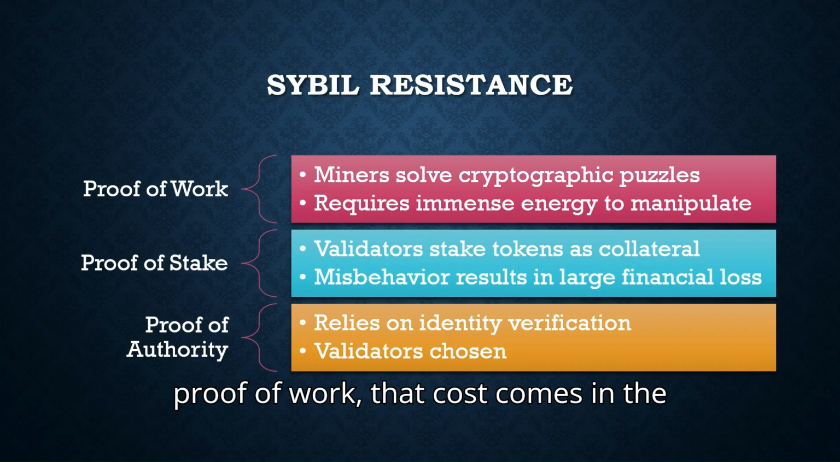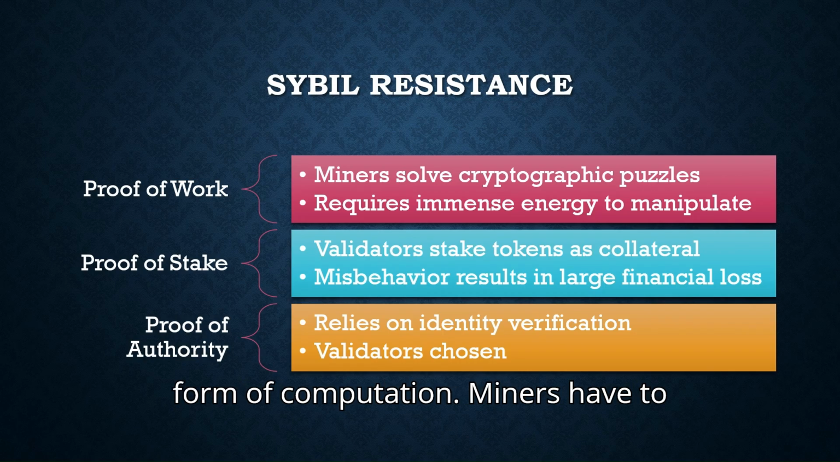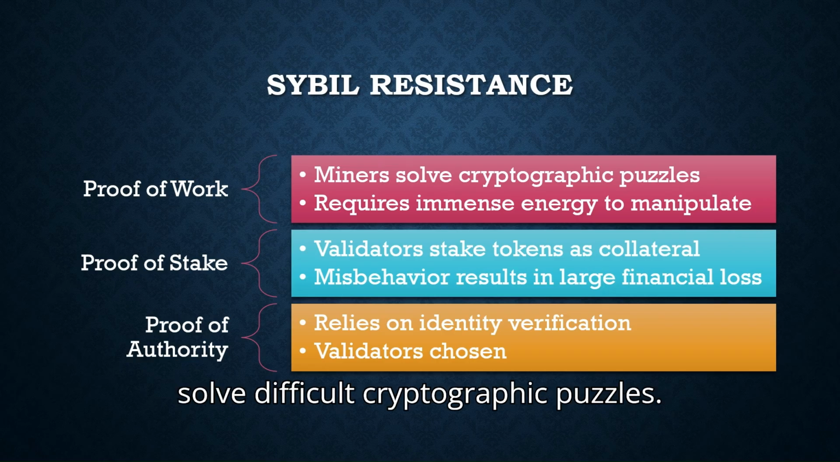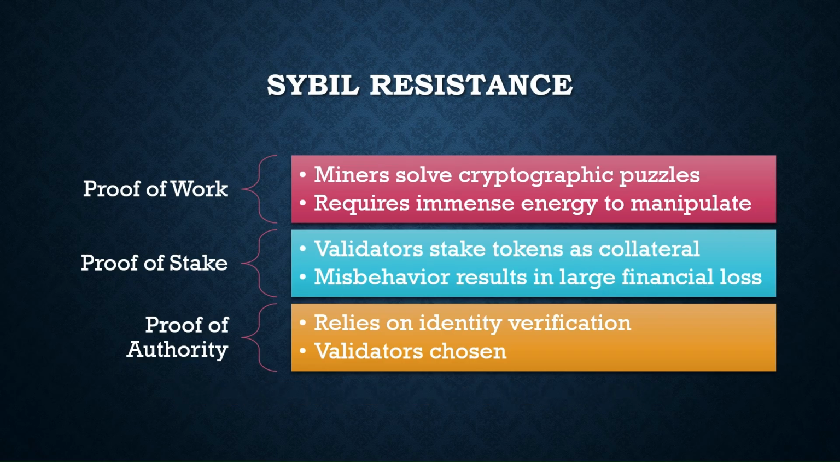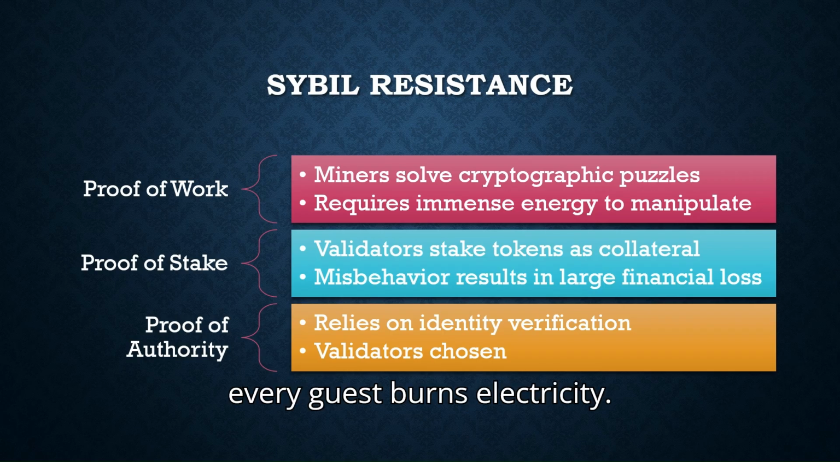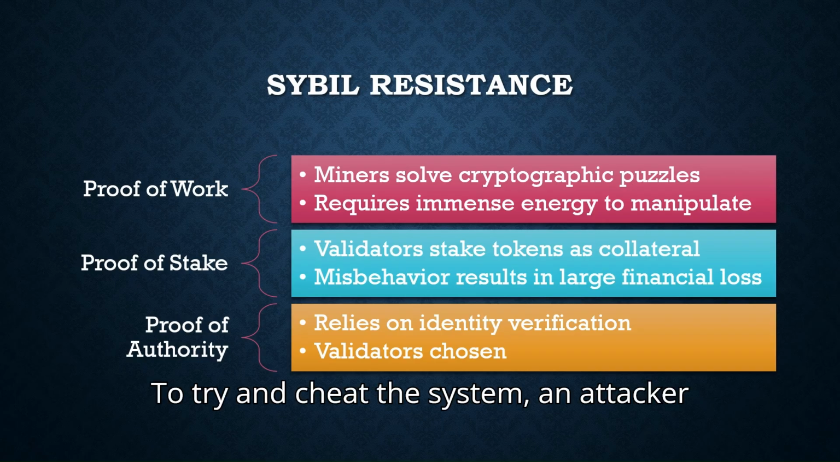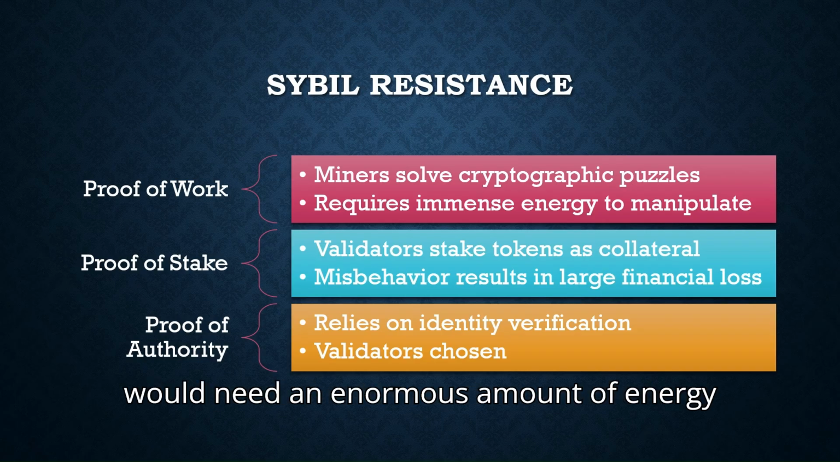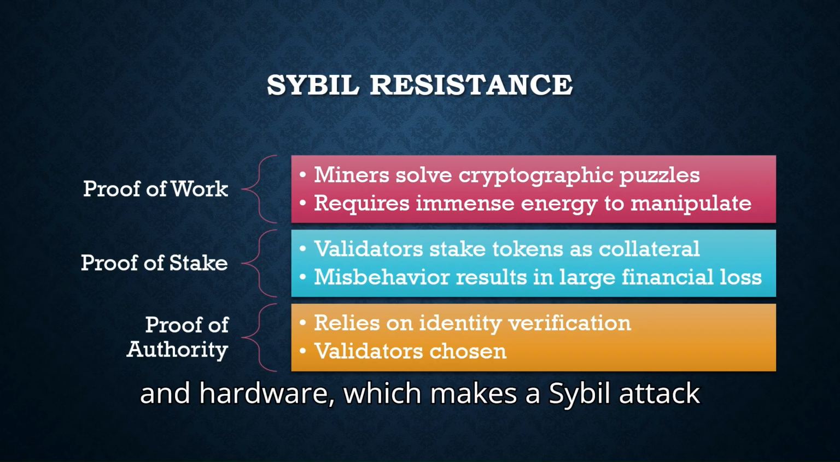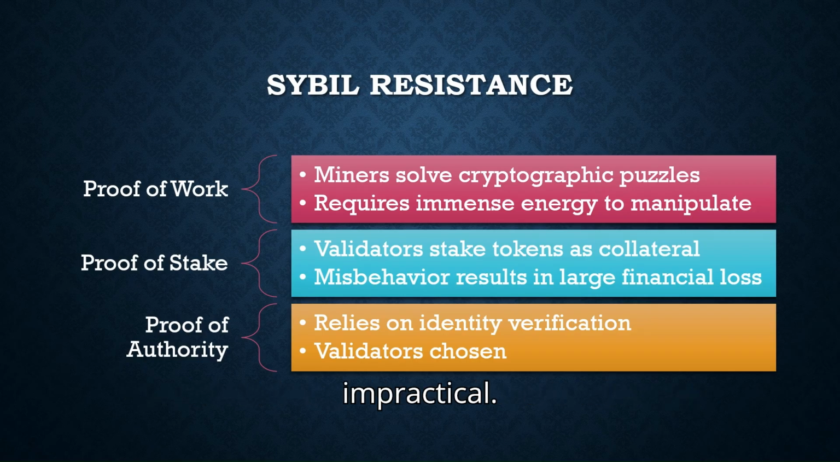With proof of work, that cost comes in the form of computation. Miners have to solve difficult cryptographic puzzles. It's like a lottery where every guess burns electricity. To try and cheat the system, an attacker would need an enormous amount of energy and hardware, which makes a Sybil attack impractical.